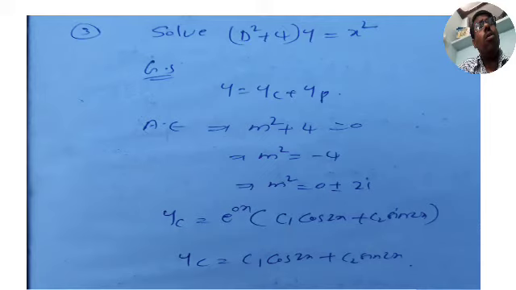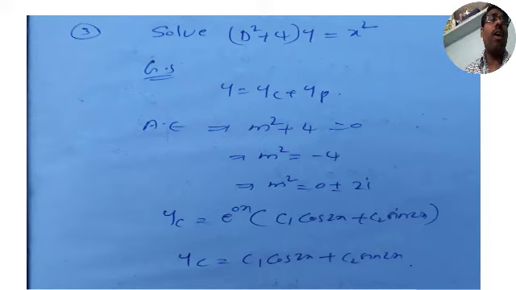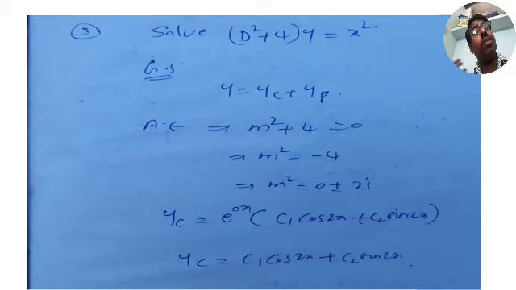You see, what is the third problem? Solve (D square plus 4) of y is equal to x square. You see right hand side, what is that? x square. It is of the form x to the power of m. Therefore it is method 3.